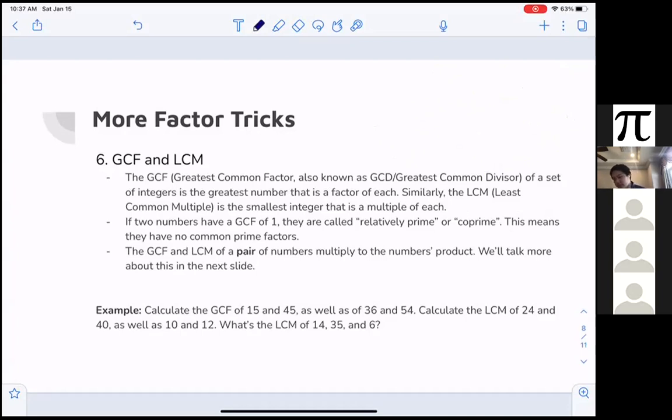So calculate the GCF of 15 and 45 as well as 36 and 54. Calculate the LCM of 24 and 40 as well as 10 and 12. And what's the LCM of 14, 35, and 6? We're throwing in 3 numbers here for that one. And let me just say that while GCF times LCM is only necessarily the product of all the numbers for 2 numbers, the method to find them generalizes to any amount of numbers you have.